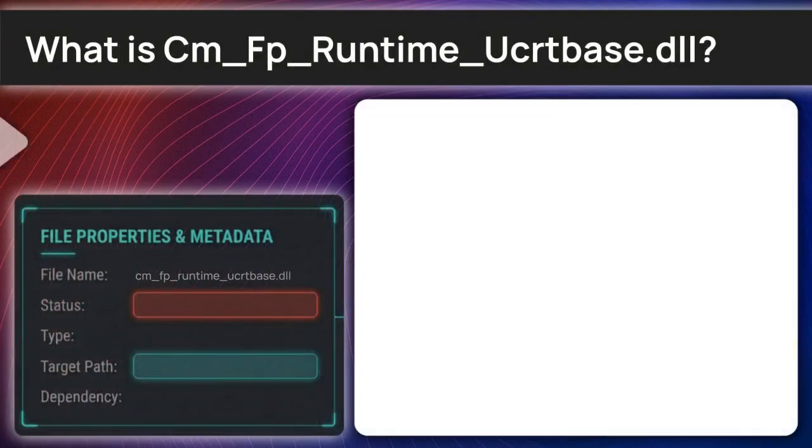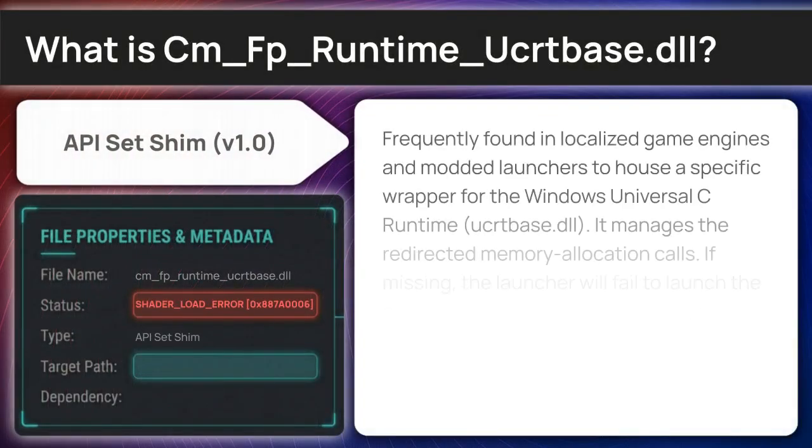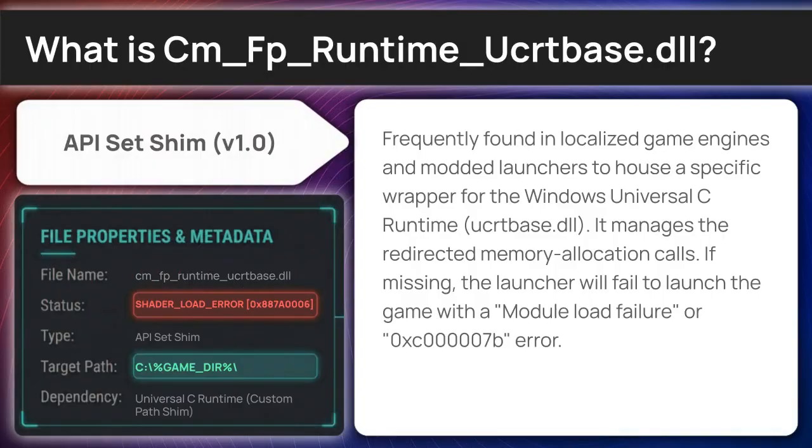This is the CMFP Runtime Universal C Runtime Base, frequently found in localized game engines and modded launchers to house a specific wrapper for the Windows Universal C Runtime, Ucrtbase.dll. It manages the redirected memory allocation calls. If missing, the launcher will fail to launch the game with a module load failure, or 0xC007B error. Knowing the file's purpose is helpful, but now we need to physically restore it.